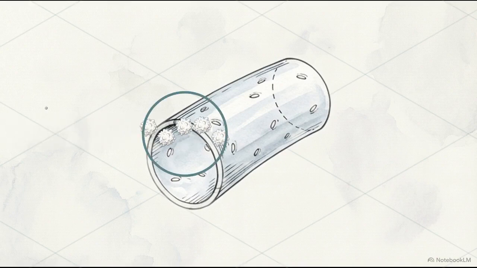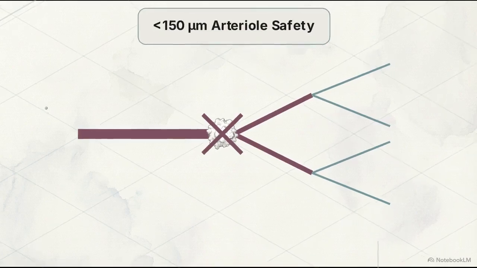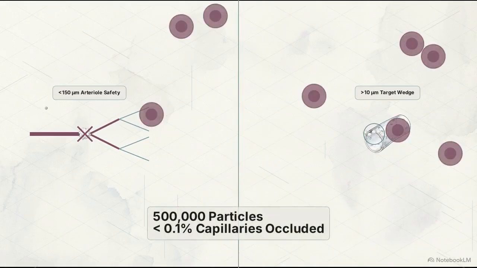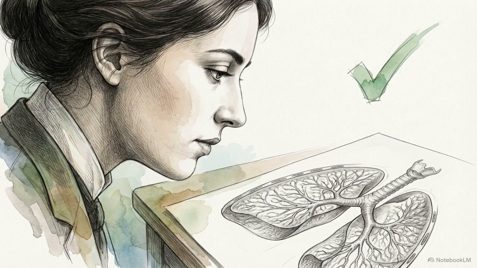Manufactured MAA particles must be greater than 10 micrometers to wedge here, but less than 150 micrometers to avoid occluding arterioles upstream. The dose of 500,000 particles sounds massive, but it safely occludes less than 0.1% of total capillaries, leaving respiration unaffected. When the tracer behaves as expected, it lights up the entire lung field with a uniform distribution. If we see this even spread, we can confidently exclude a pulmonary embolism.